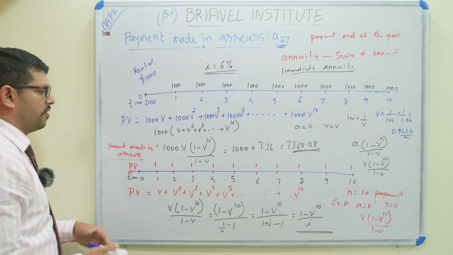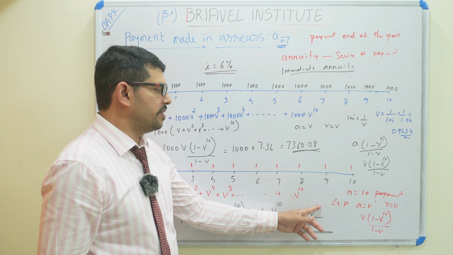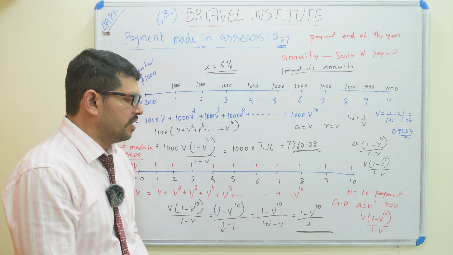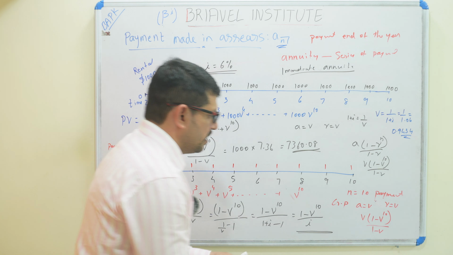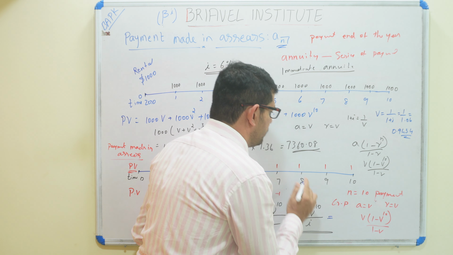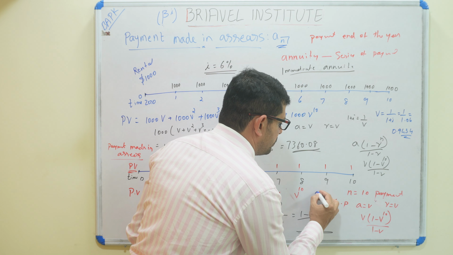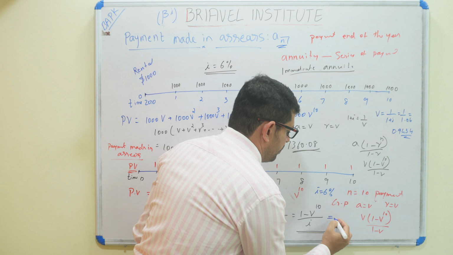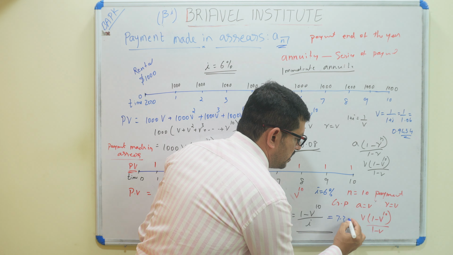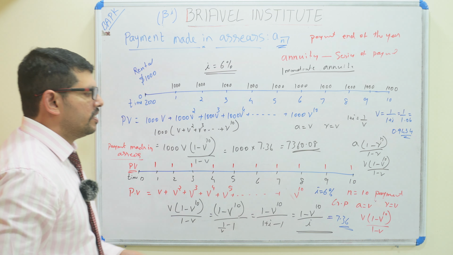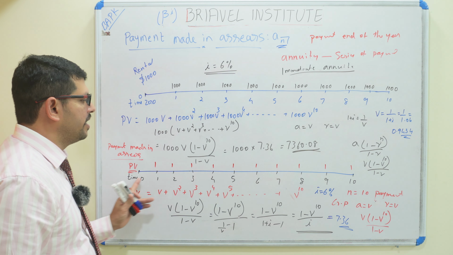Directly we can get the formula: 1 minus V raised to 10 divided by I. If you apply this formula directly, and if I take the interest I equal to 6 percent, then we will get 7.36 something. So this is the formula for the payment made in arrears.